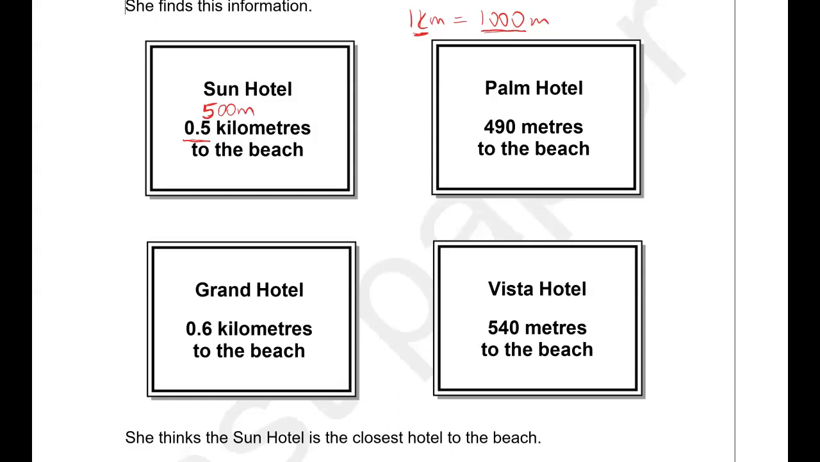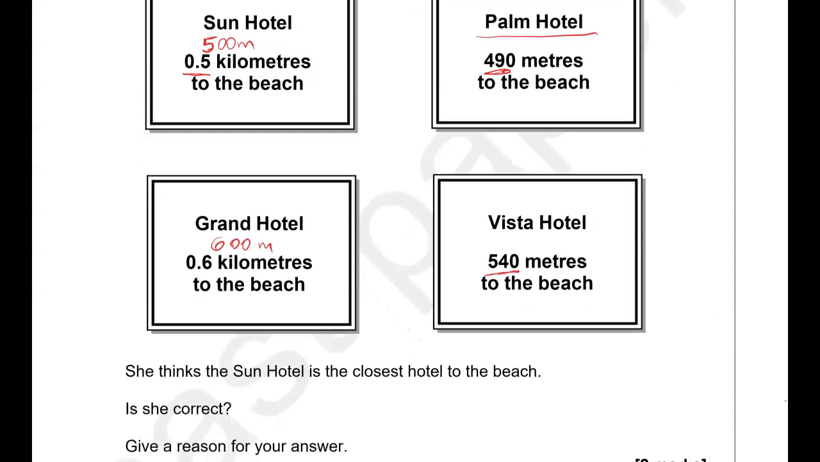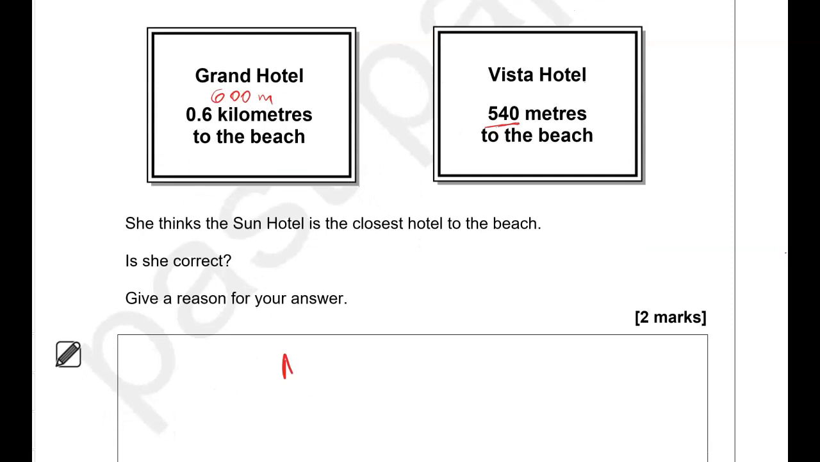Now Palm Hotel 490 meters. That's closer than 500 because it's a shorter distance. Then we've got Grand Hotel 0.6 kilometers. So 0.5 was 500, 0.6 is 600 meters. So that's further away than the other two. Vista Hotel 540 meters. So that is also further away than the 500 and the 490. However, the closest hotel to the beach is Palm Hotel because it's only 490, not 500 meters away from the beach. So we're going to say no. Palm Hotel is closer to the beach.